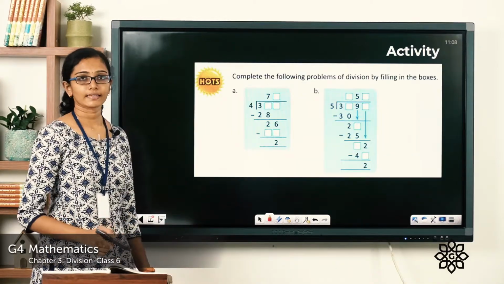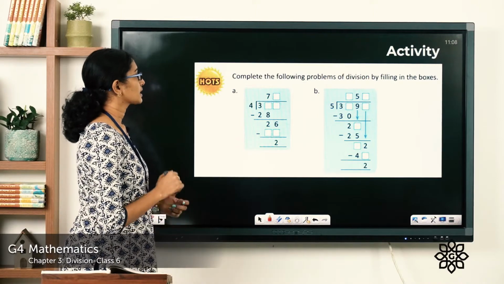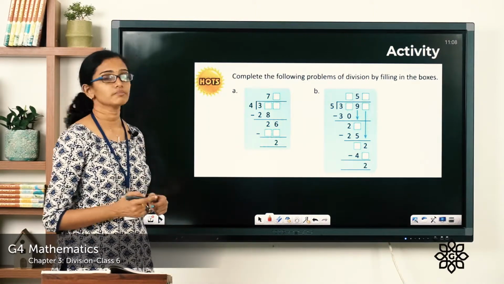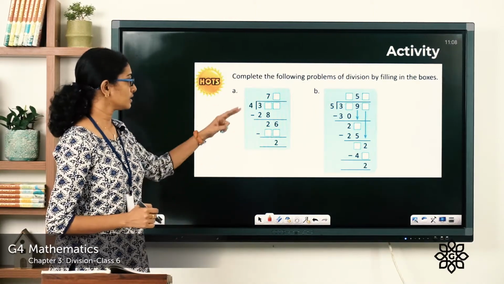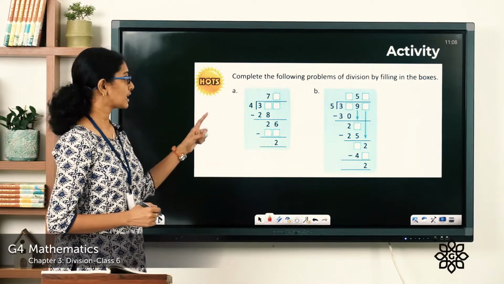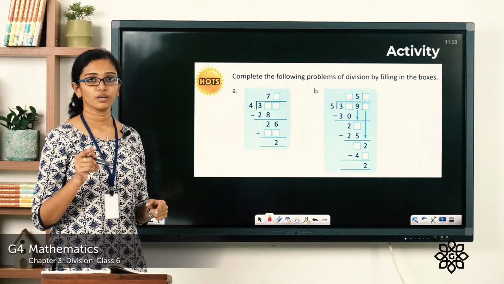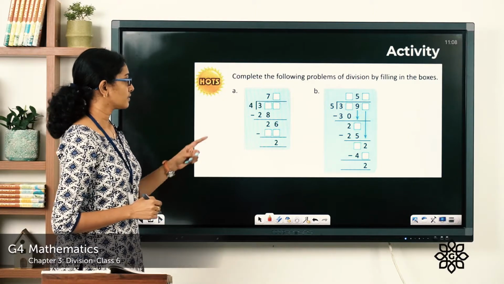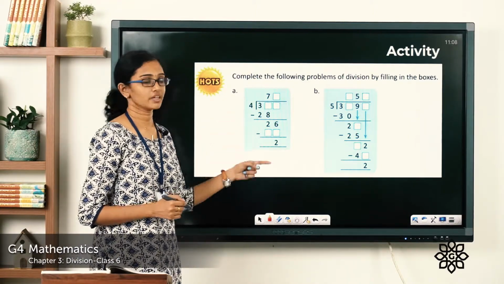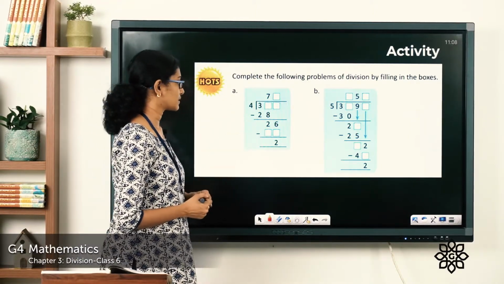I will do one more activity. Look at this question. Complete the following problems of division by filling in the boxes. You are given division problems here, and there are some blank spaces which you have to fill in. Let's find out what digits should come here to complete this division.